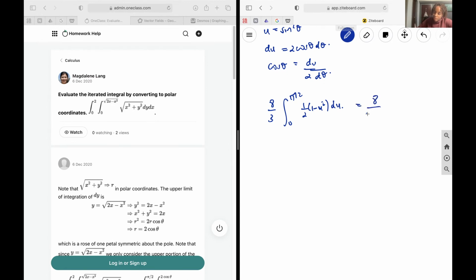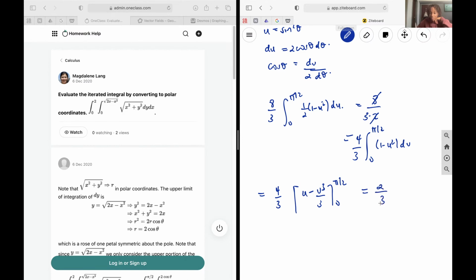So 8 over 3 by 2, which will become 4 over 3, the integral from 0 to pi over 2 of 1 minus u squared du. And then I'm just going to use integrating powers in order to figure that out. And that will become 4 over 3 into u minus u cubed over 3 from 0 to pi over 2. And once I calculate that, that will give me the simple answer of 2 over 3.